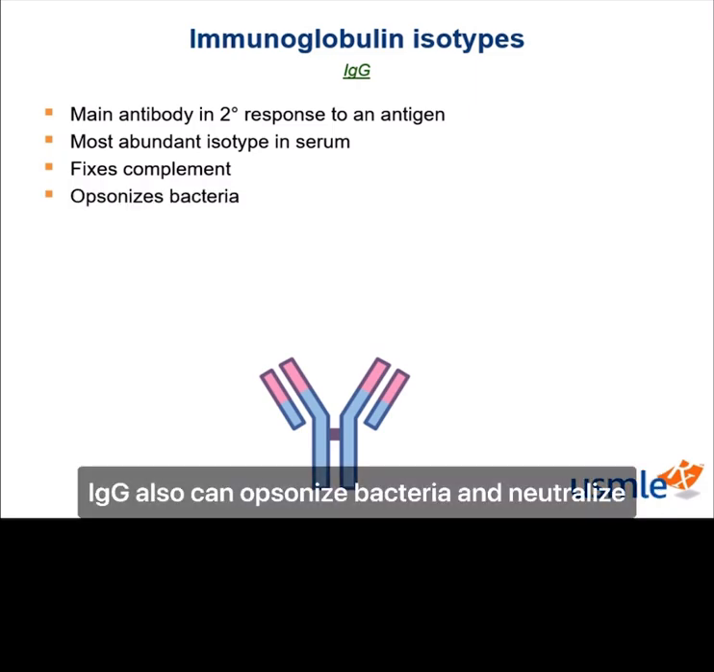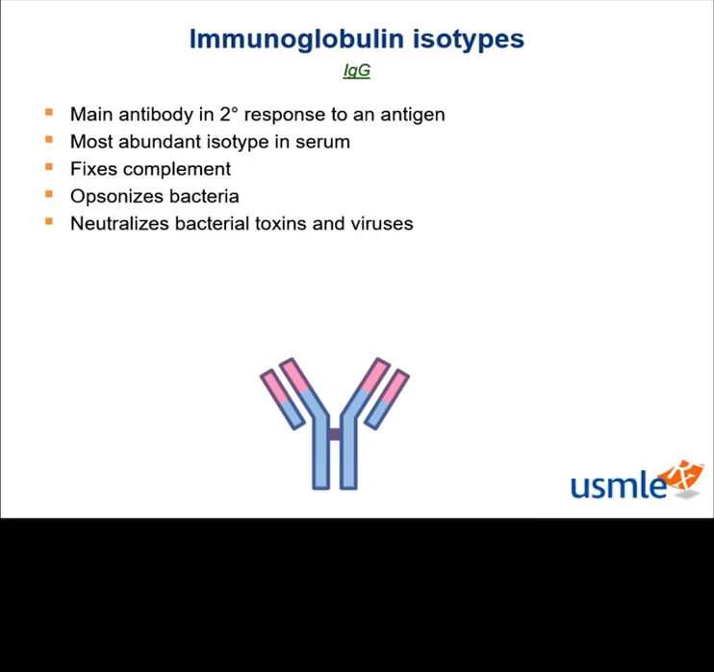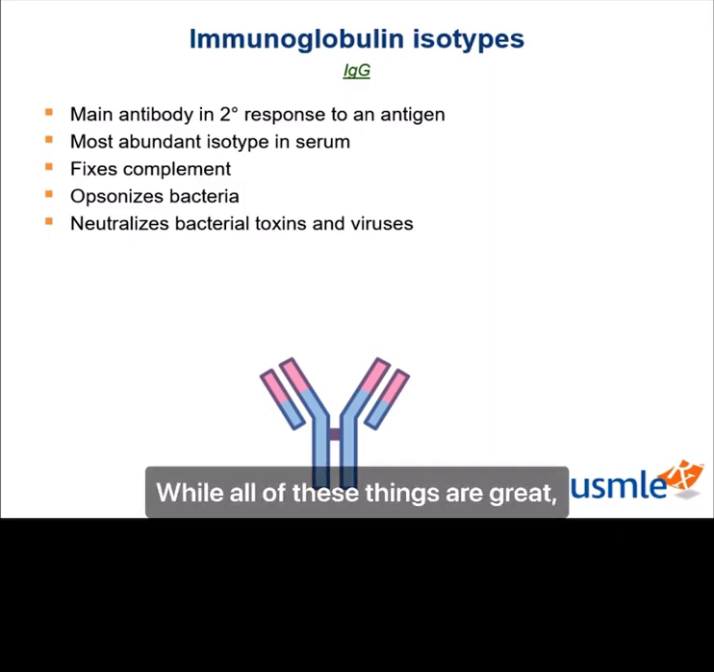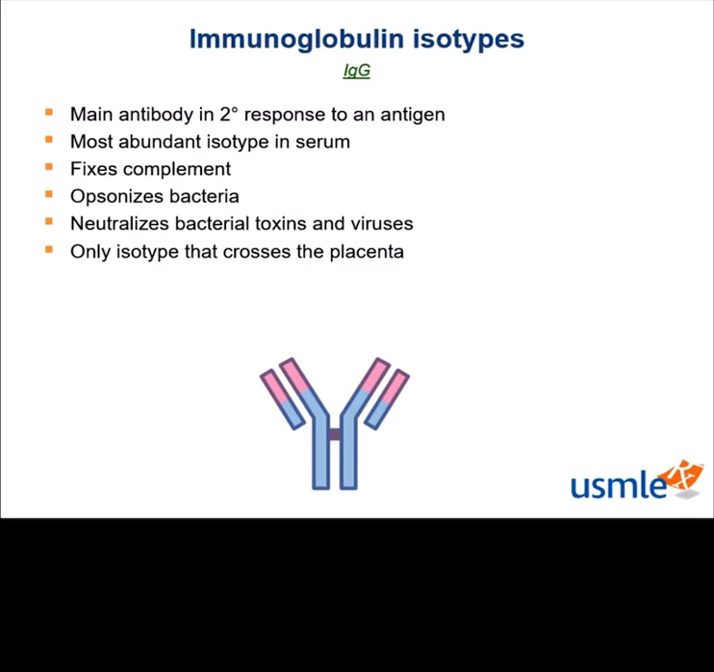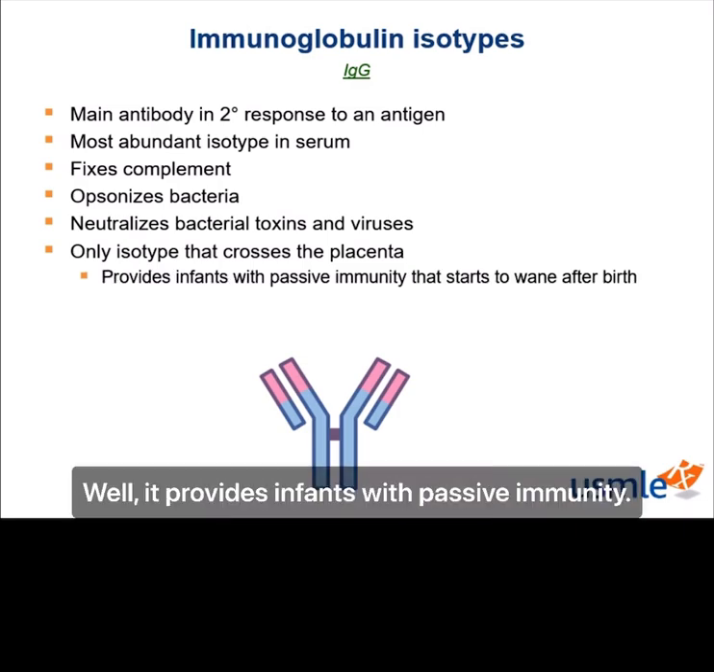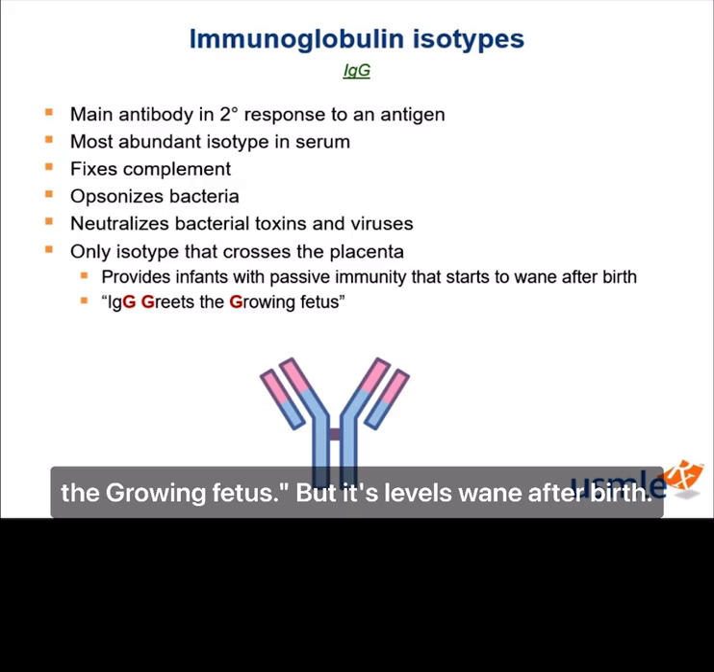IgG also can opsonize bacteria and neutralize bacterial toxins and viruses. While all of these things are great, what makes IgG really unique is that IgG is the only isotype that crosses the placenta. Why is this a big deal? Well, it provides infants with passive immunity. We like to use the mnemonic IgG greets the growing fetus, but its levels wane after birth.